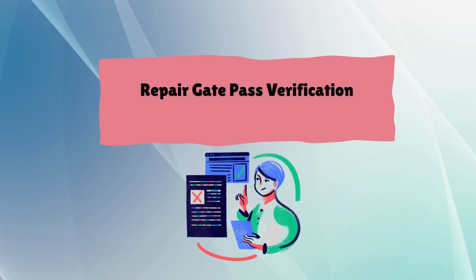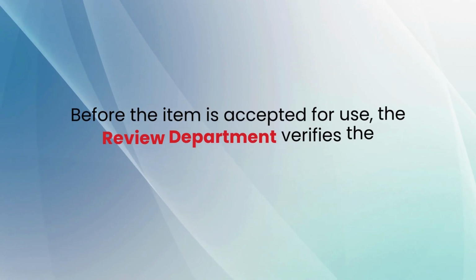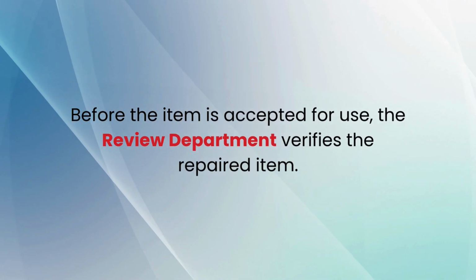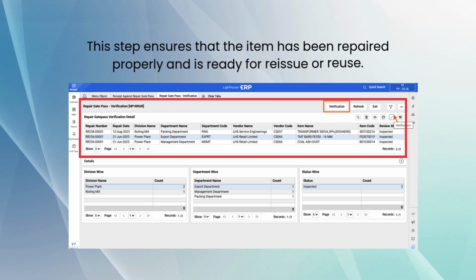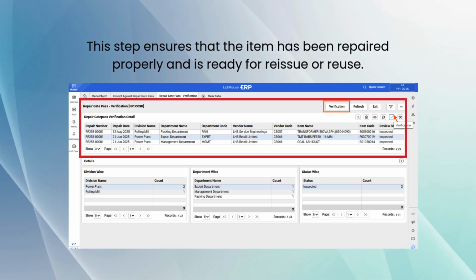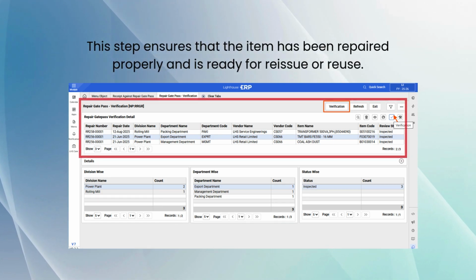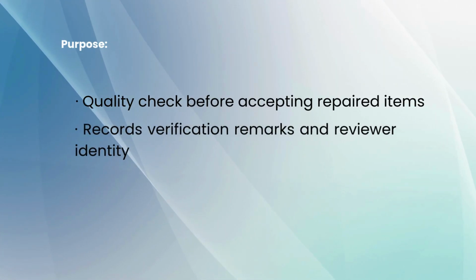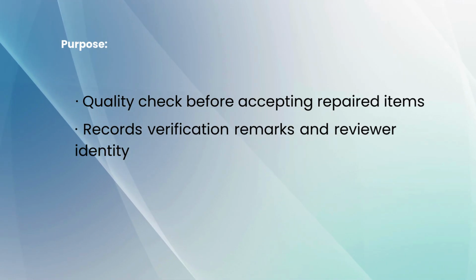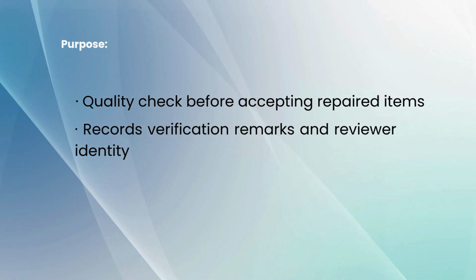Repair gate pass verification. Before the item is accepted for use, the review department verifies the repaired item. This step ensures that the item has been repaired properly and is ready for reissue or reuse. Purpose: quality check before accepting repaired items. Records verification, remarks and reviewer identity.